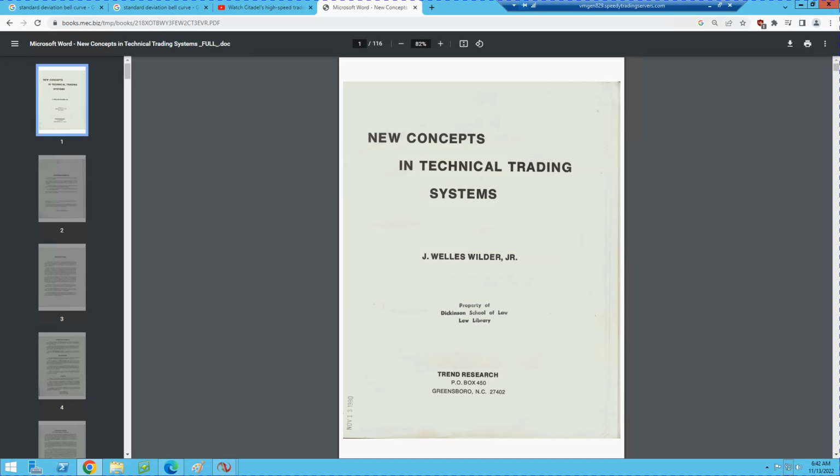Hey guys, good morning. It's Sunday, and I thought I would give you a little bit more background of how I came up with the JATS PT indicator.